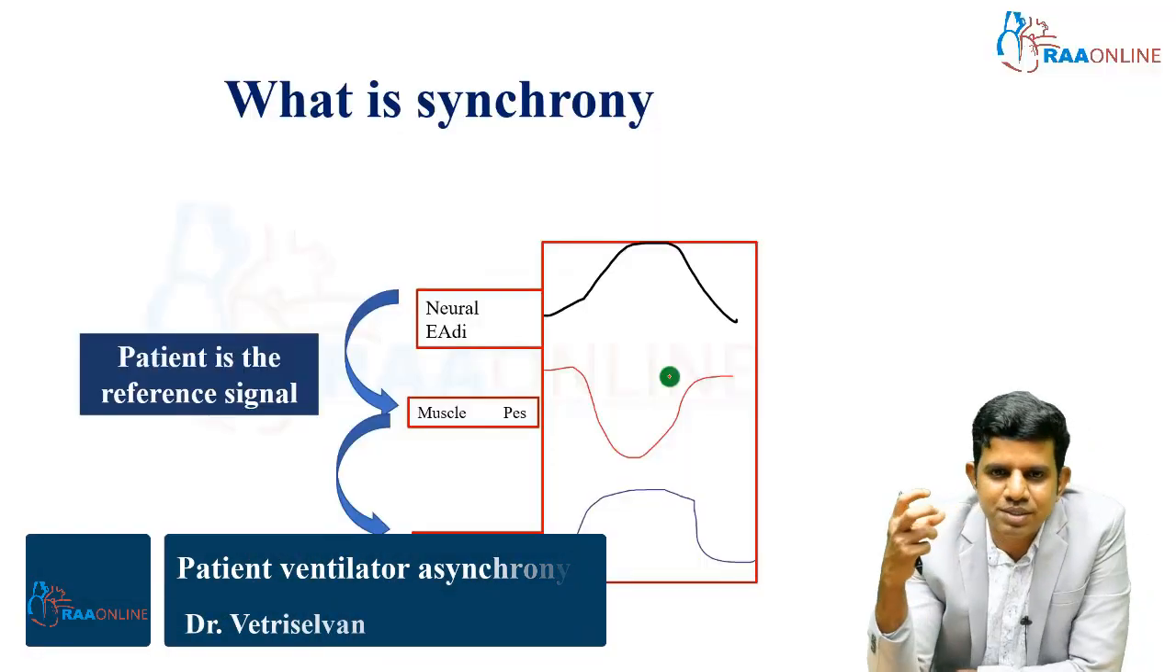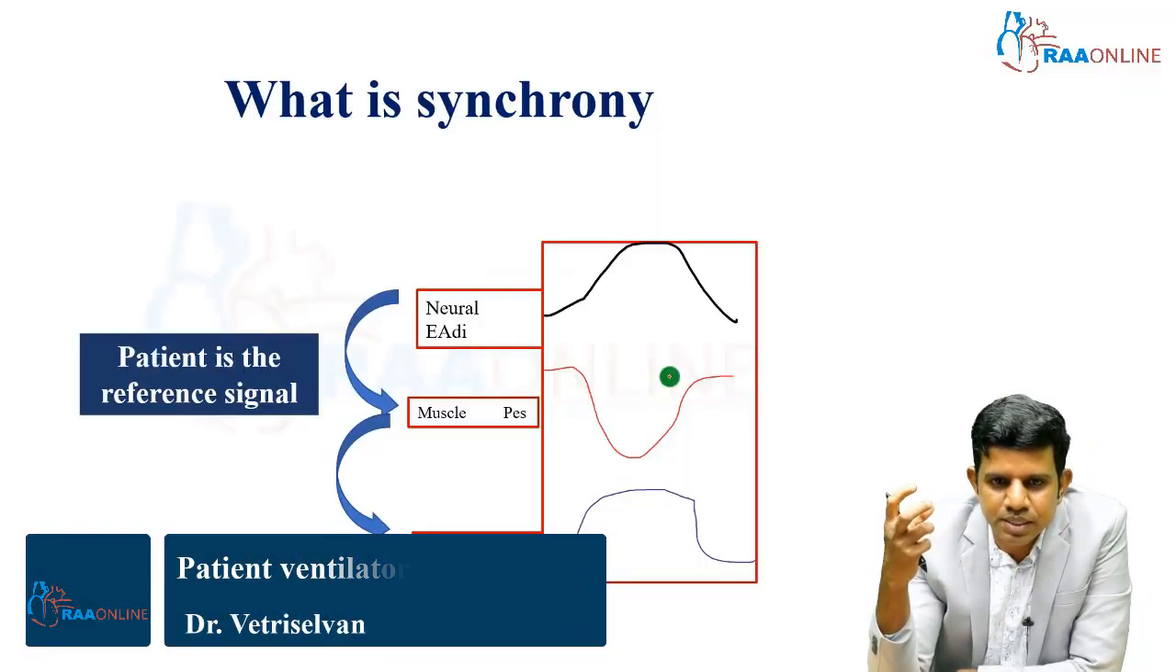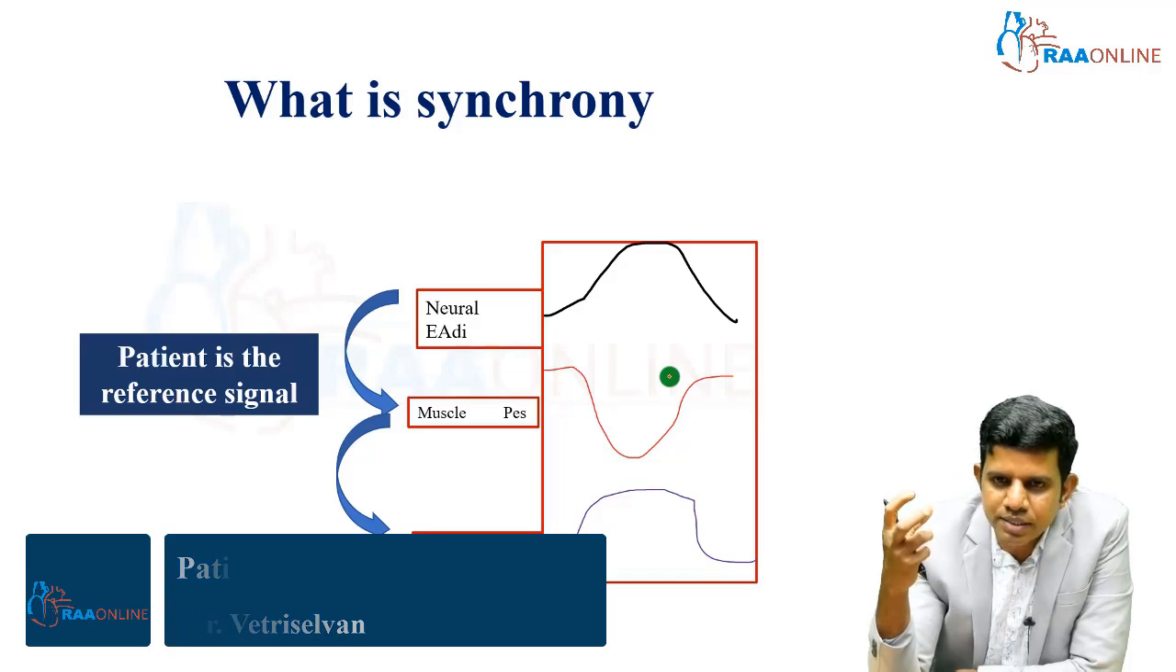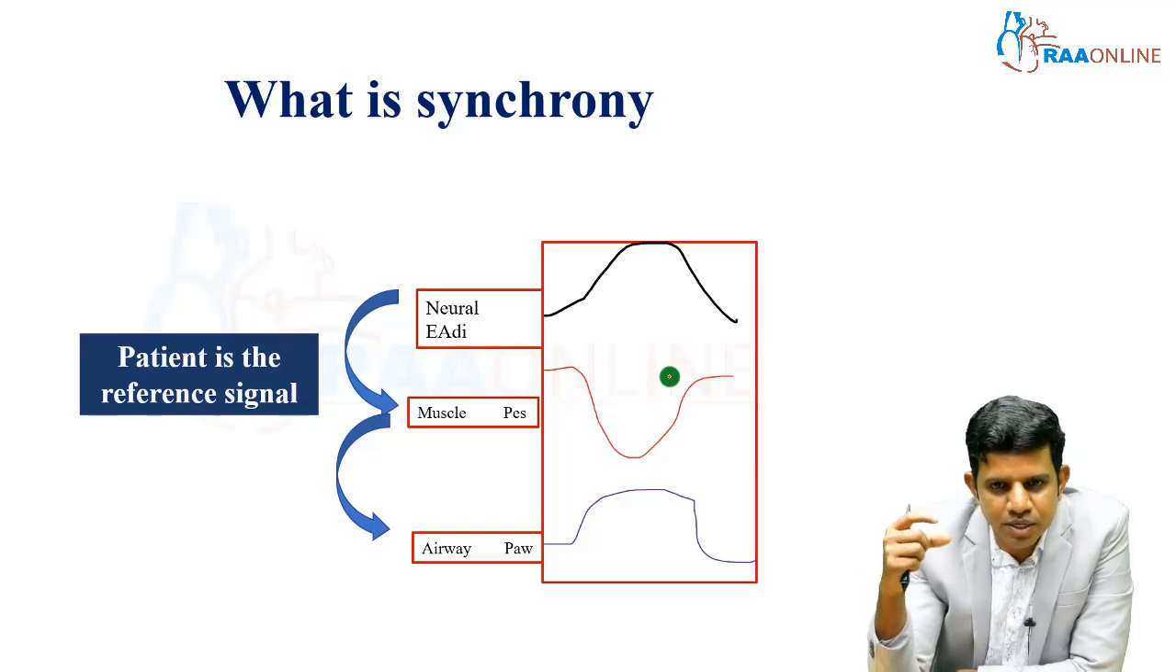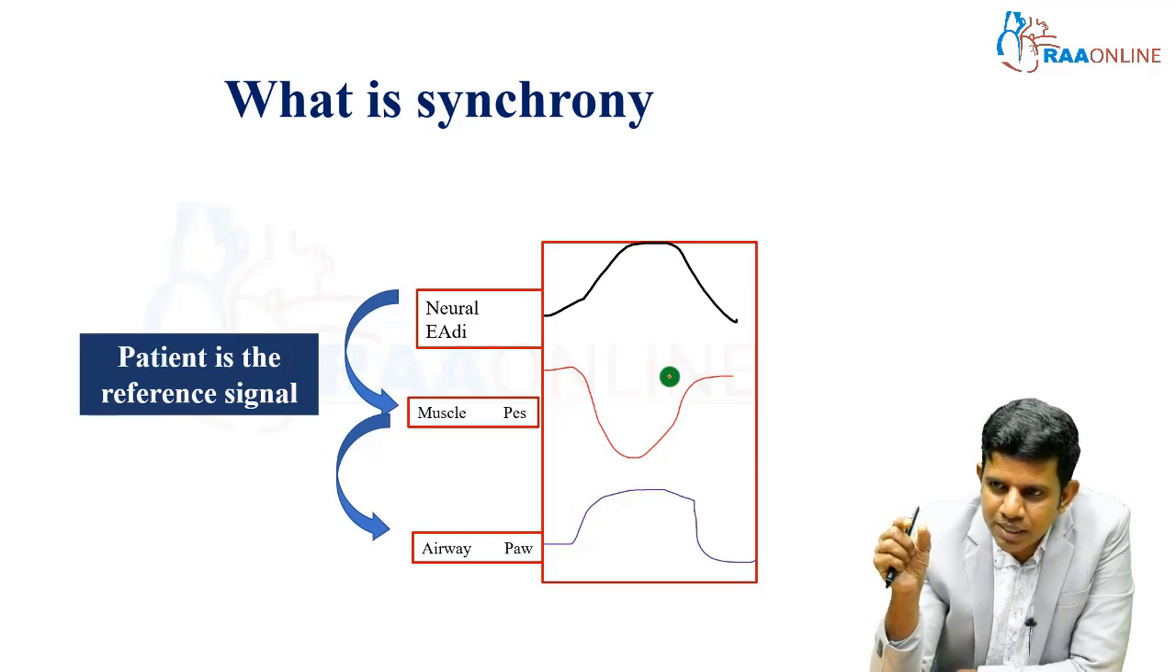So first, what is synchrony? Synchrony means that when the patient wants to initiate the breath, at that time the ventilator has to give the breath. If that happens, it means there is trigger synchrony. When the patient wants to terminate the inspiration, the ventilator also has to terminate the inspiration. If that occurs, it means that cycle synchrony occurs.